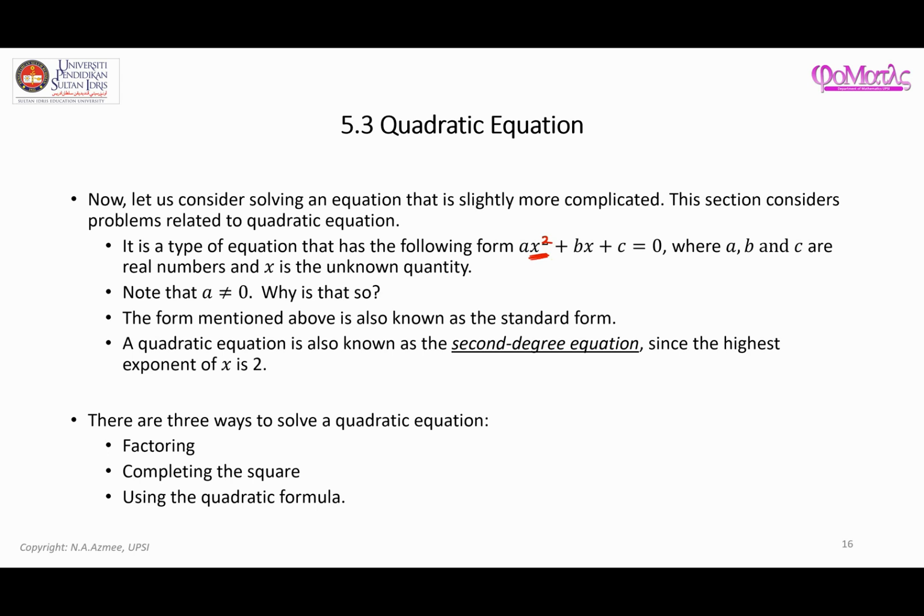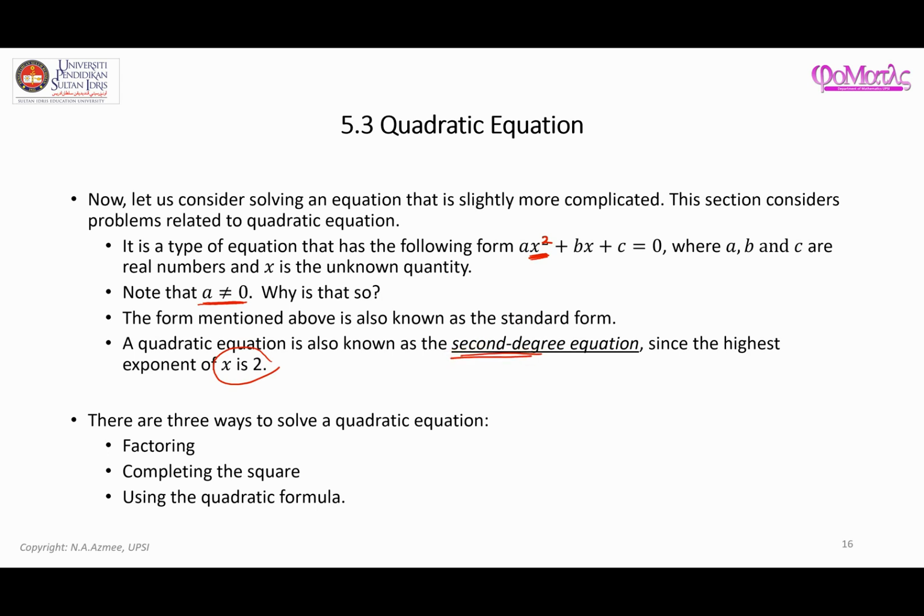So we are interested in solving the unknown quantity x. In this case, a cannot be 0 because if a is 0, then the equation is reduced to a linear equation. A quadratic equation, like I said just now, because the highest exponent of x is 2, is therefore also known as the second degree equation.